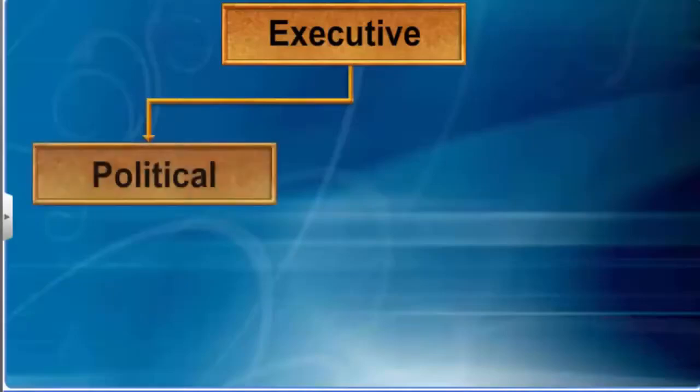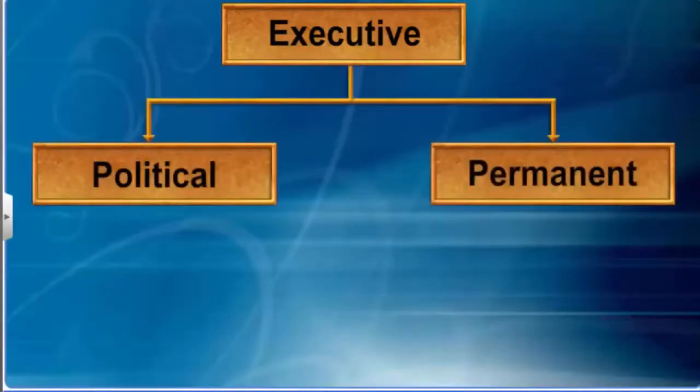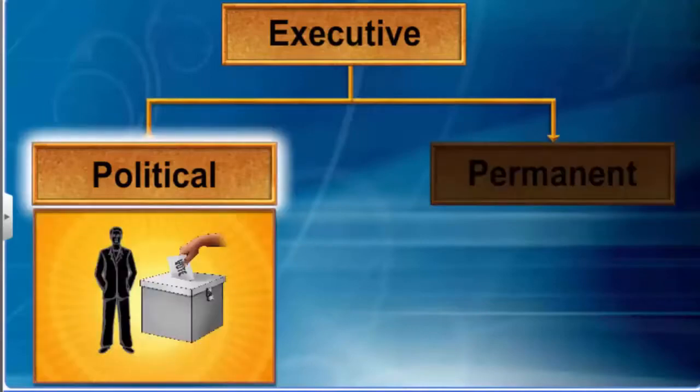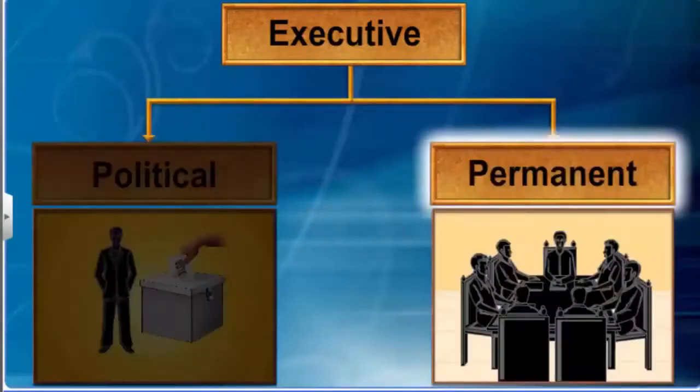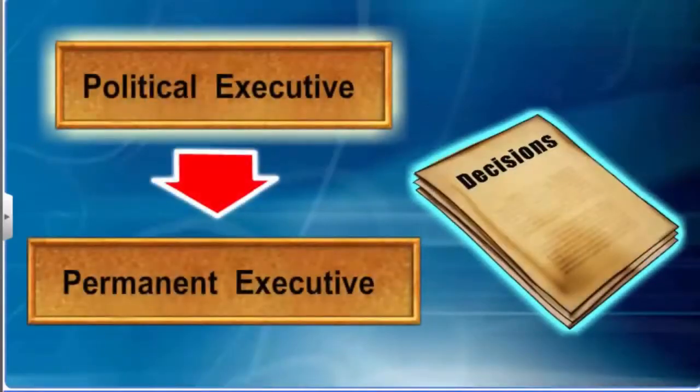The executive has 2 categories: political and permanent. The political executive consists of political leaders who are elected by the people for a specific term. The permanent executive includes members who are appointed on a long-term basis. These members remain in office even when the party in power changes. The permanent executive is also called the civil services. They work under the political executive and help in the administration.